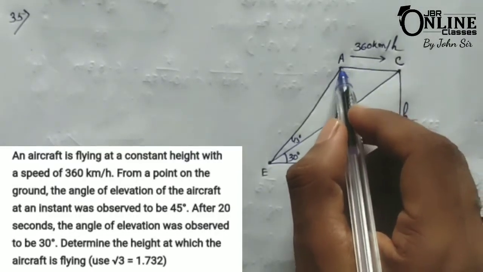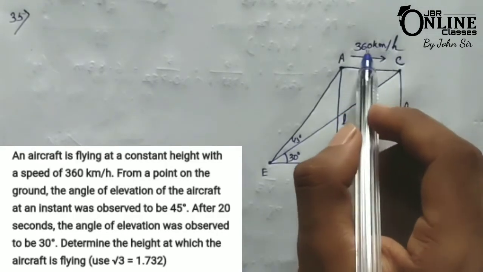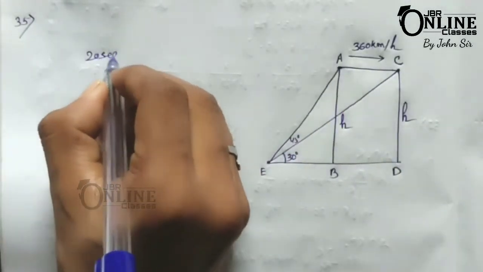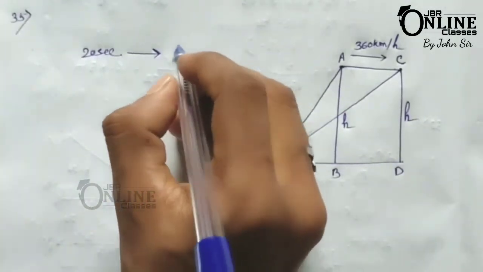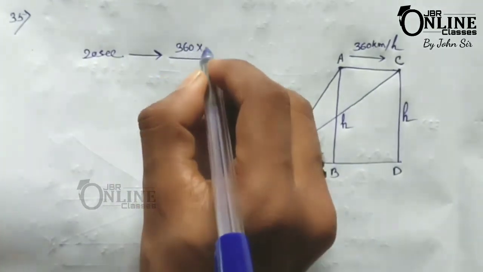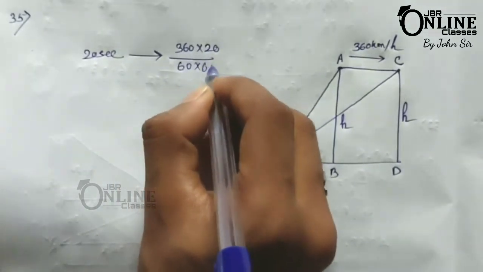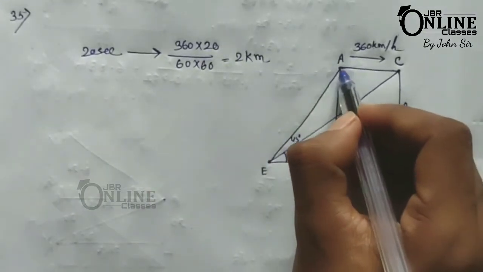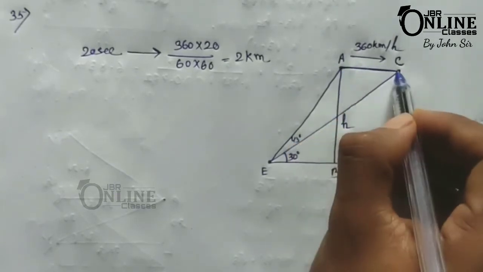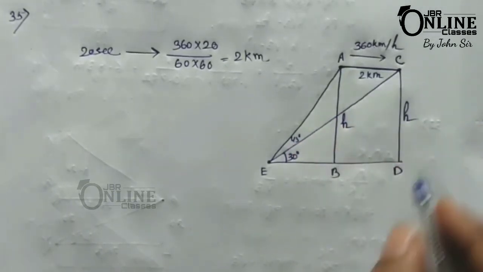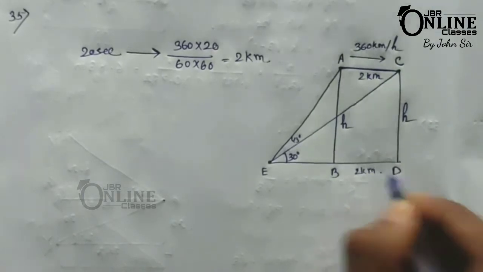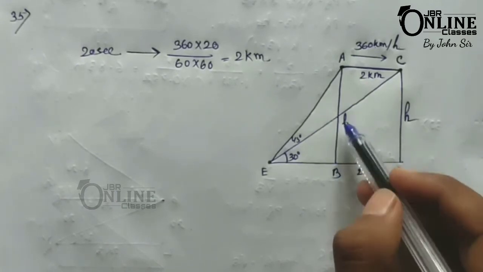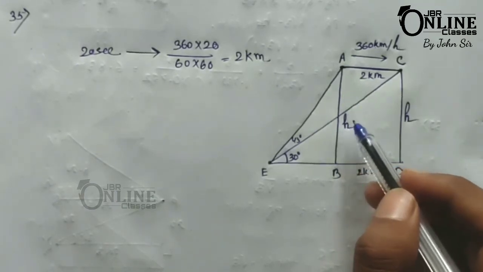Now first we have to find the distance from the speed. So 360 km per hour, that means after 20 seconds the aircraft will have covered 360 by 20 into 60 into 60, and that becomes 2 km. So the distance between A and C equals 2 km. That means BD is also 2 km. Now we have to find the height of the aircraft from the ground, that means we have to find the value of H.